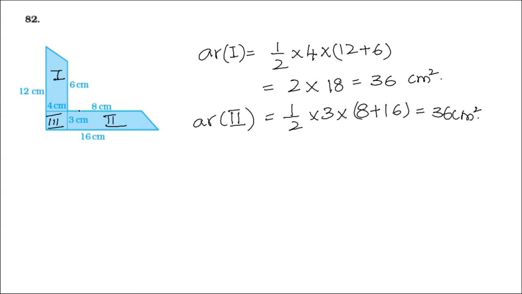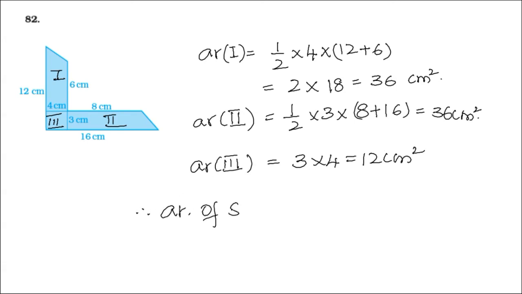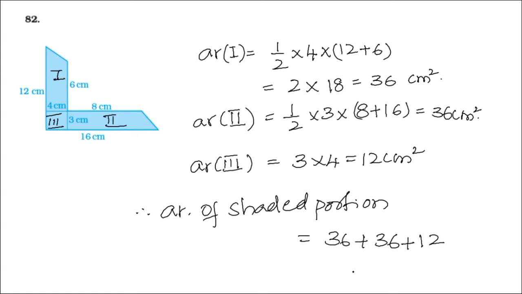So when we add these two areas, this part is left out, that is our part 3. For area of part 3, it's a rectangle, it's 3 times of 4, which is 12 centimeter square. Therefore, area of shaded portion is 36 plus 36 plus 12. We get it as 84 square centimeter.